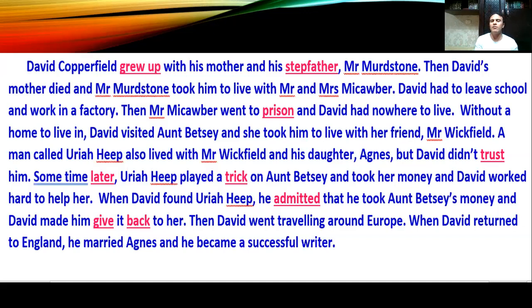Then David went traveling around Europe. When David returned to England, he married Agnes and he became a successful writer. Okay, this is the story or the novel. This is a short summary for the novel. Okay, David Copperfield. And I applied the principles of writing a story.